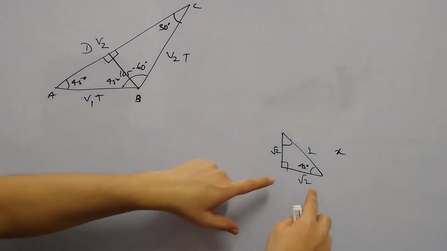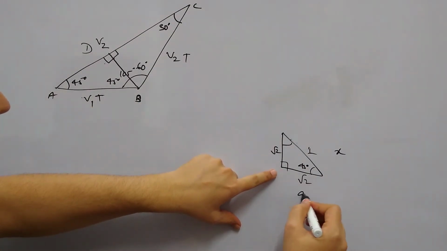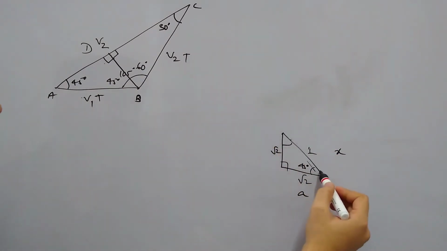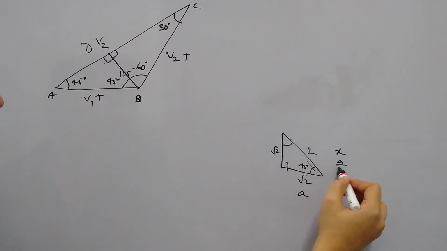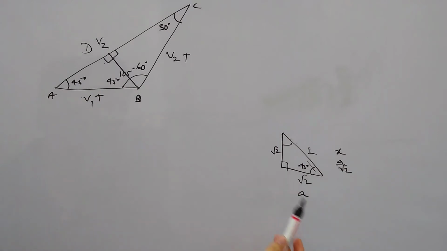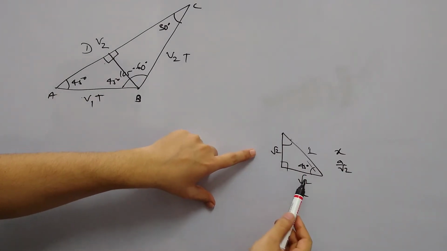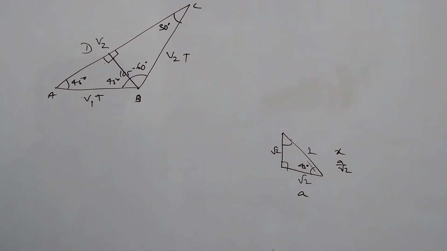Or let's say you have got this value as a, then this will be a by root 2. So if you remember this relation 1, 1, root 2, then you can get the ratio and can calculate the other side with respect to this. And similarly for another triangle, like usually this will come in the exam, 45 degree and 60 degree, we have to deal with this.